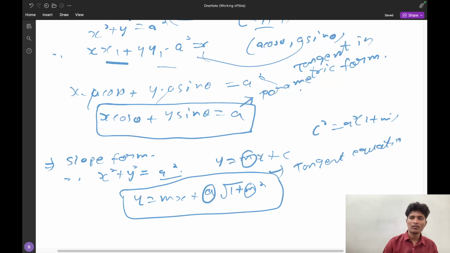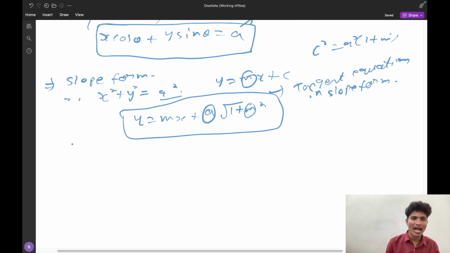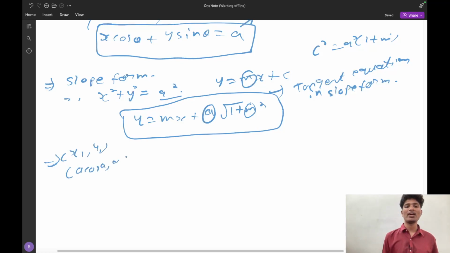Tangent equation in slope form. So the slope form is completed and the tangent concept is completed, and it is very important in the point form and parametric form. The point is given, that is x1 comma y1 and a cos theta comma b sin theta. These are the points.